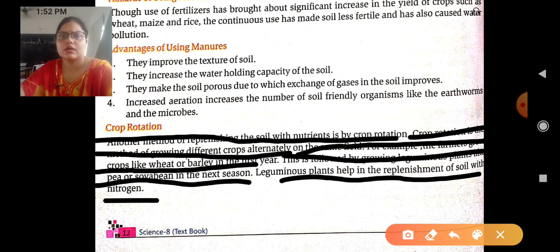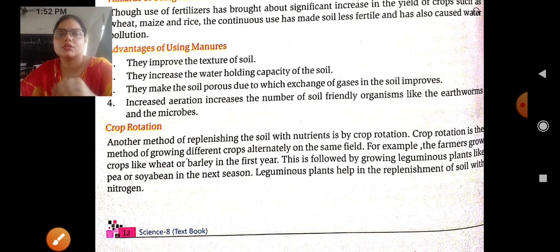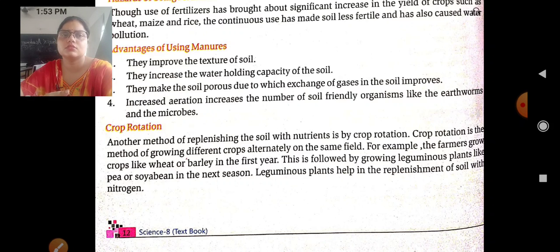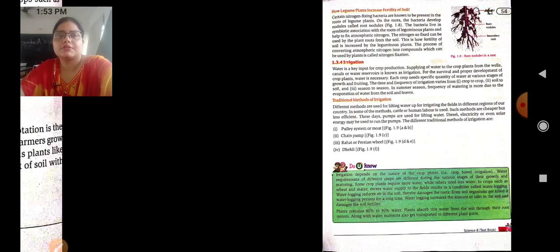So they use all these crops in an alternate method. In the crop rotation process, they sow the seeds of wheat and barley in the first year, and then in the next they grow leguminous plants like pea and soybean. So like this is crop rotation. They keep rotating year after year.